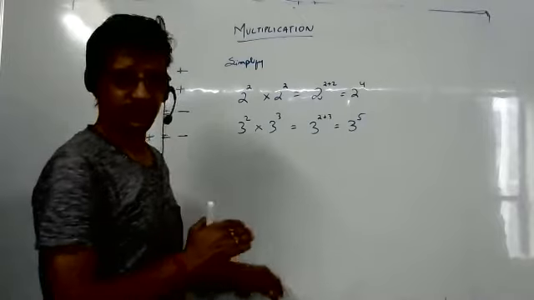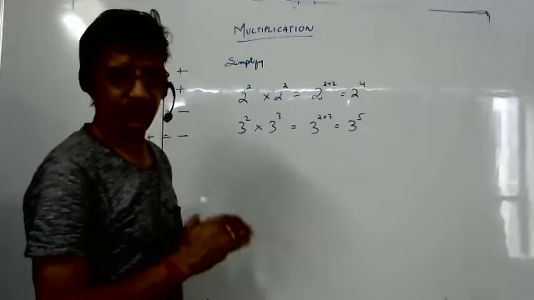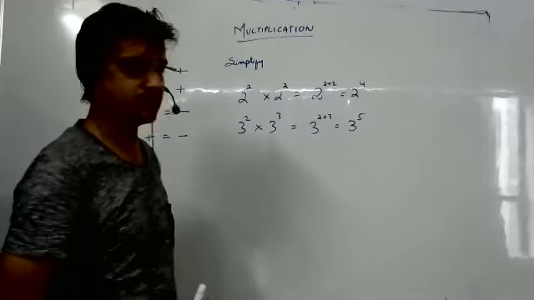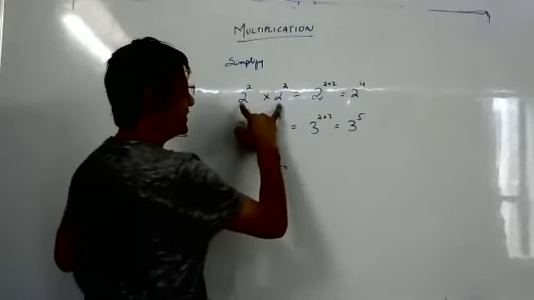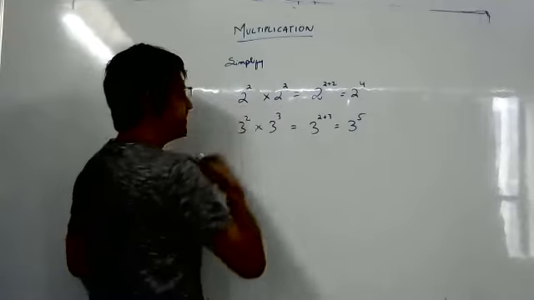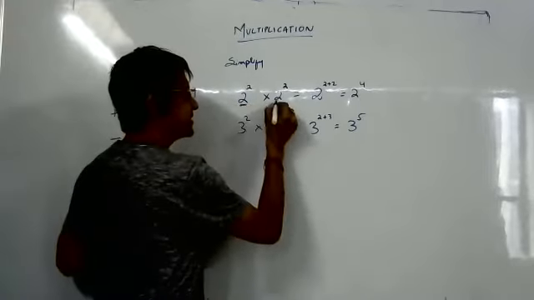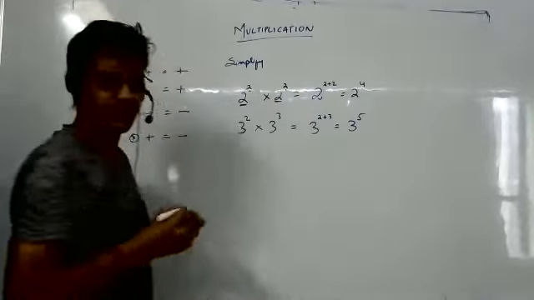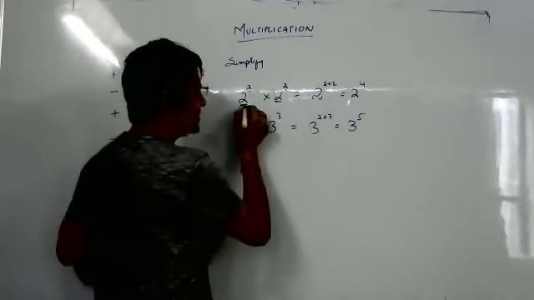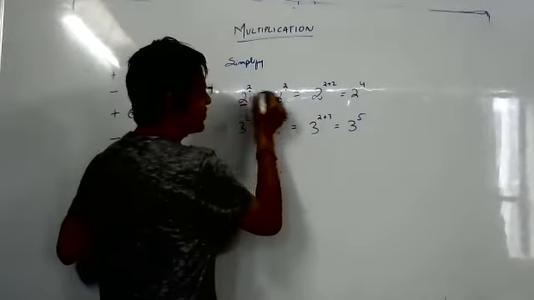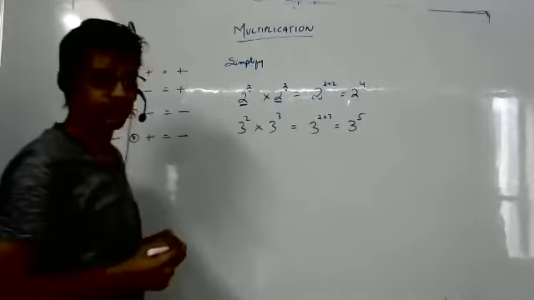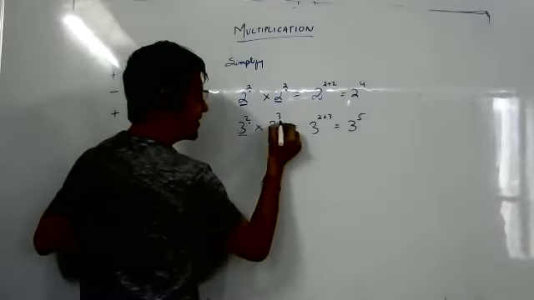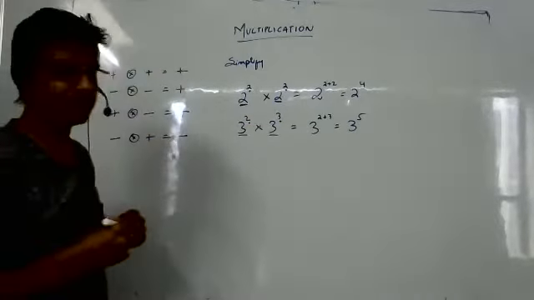Now you listen carefully, because it is not 9 to the power 5, it is 3 to the power 5. How? That I am teaching you. So when you see these two, we say base. This is base and this is power or exponent, whatever you can say. Here 3 is base and this is exponent or power.